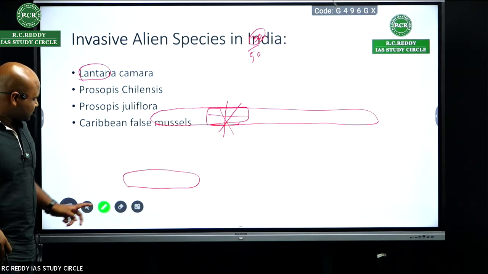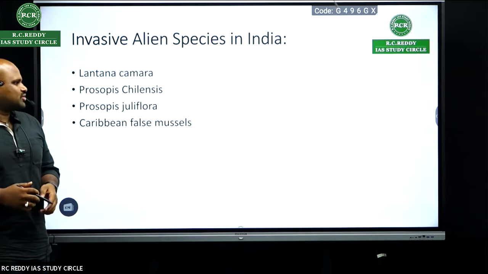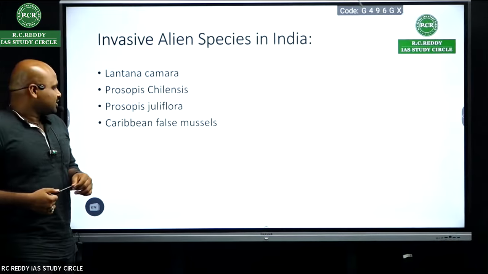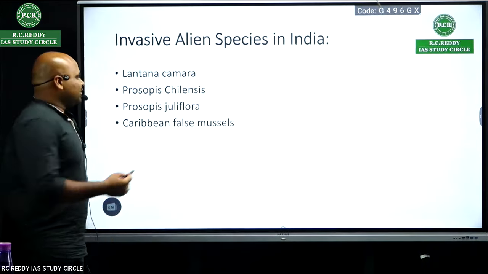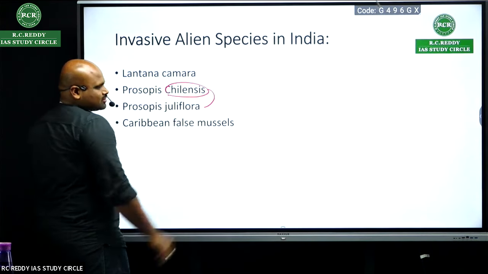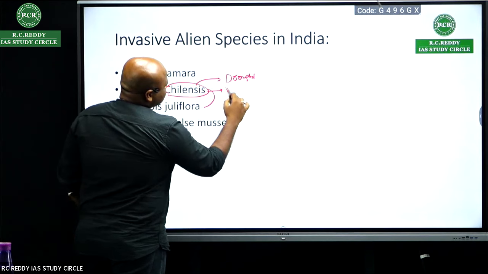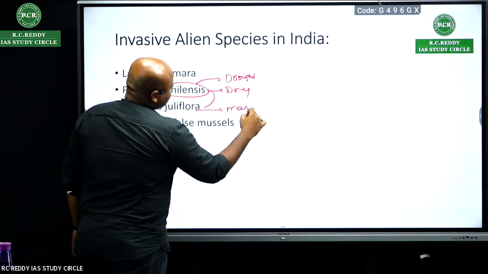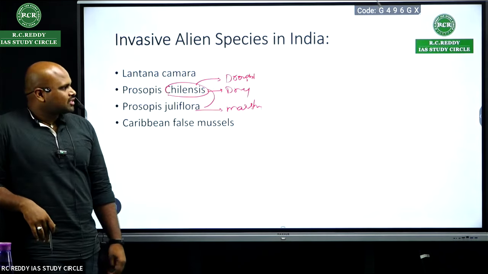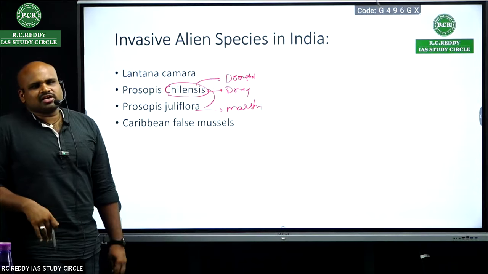Next. Invasive alien species in India. Lantana camara is there. Prosopis chilensis and Prosopis juliflora. Prosopis juliflora was a 2018 PYQ. Right? Then, Caribbean false mussels. Here, one small difference that you'll have to find between these two. Both are Prosopis species. Prosopis juliflora is a marshy region species, whereas Prosopis chilensis is present in dry regions, right?